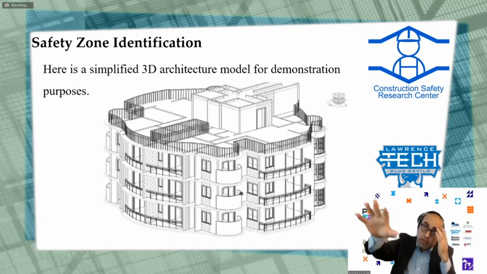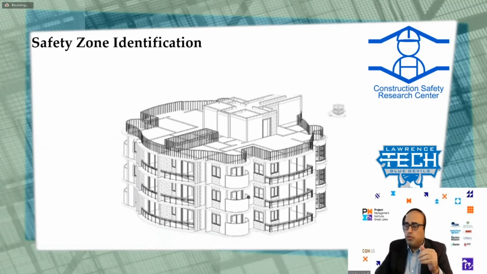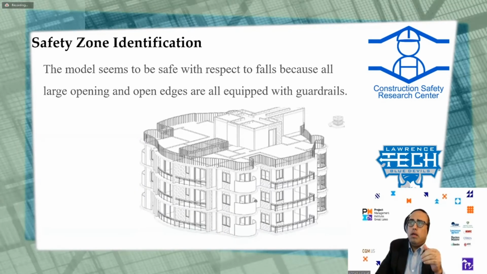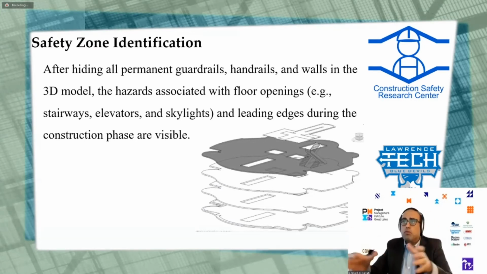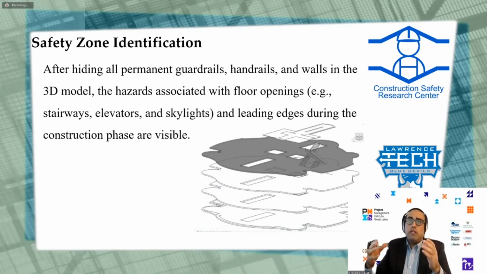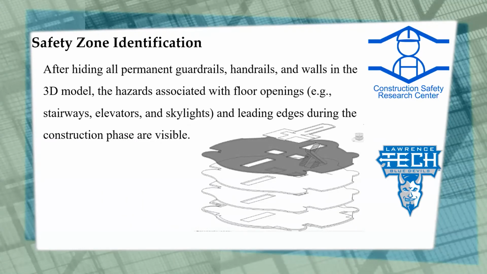For example, this is a 3D model for demonstration purposes. If you look at this 3D model, everything is good. But as soon as you remove the permanent guardrails, handrails, and walls in the 3D model, the hazards associated with the floor openings and leading edges during the construction phase are visible. So right now, we look at this and we can identify the fall hazards over there. But the question is how we can use BIM to identify all the hazards within this one.